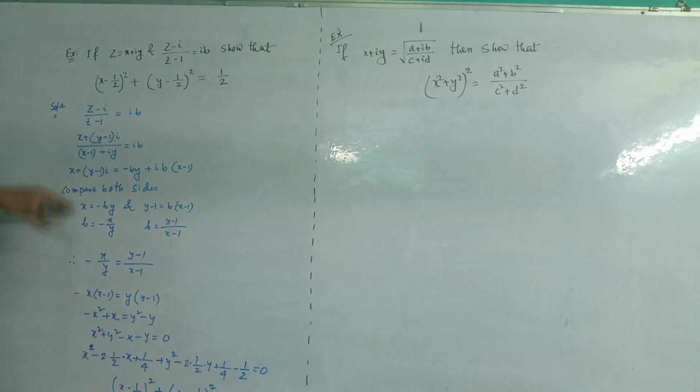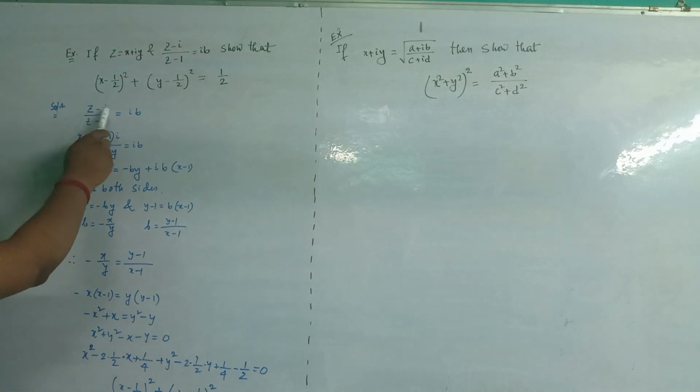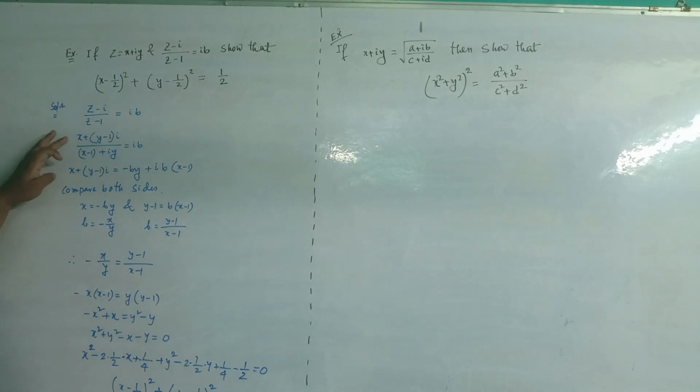So what I am doing here, first of all, (z minus i) by (z minus i) is equal to ib. Put z equal to x plus iy. If you put x plus iy, minus i, just take plus i common here. And z is equal to x minus y plus iy equal to ib. Now multiply by 1 into this, ib into this, you will get this value.